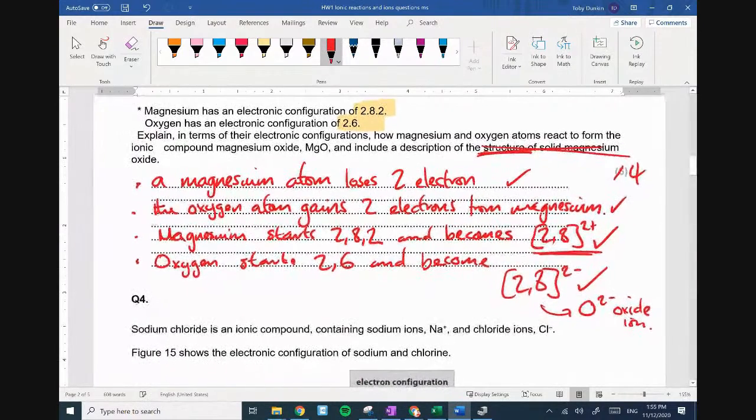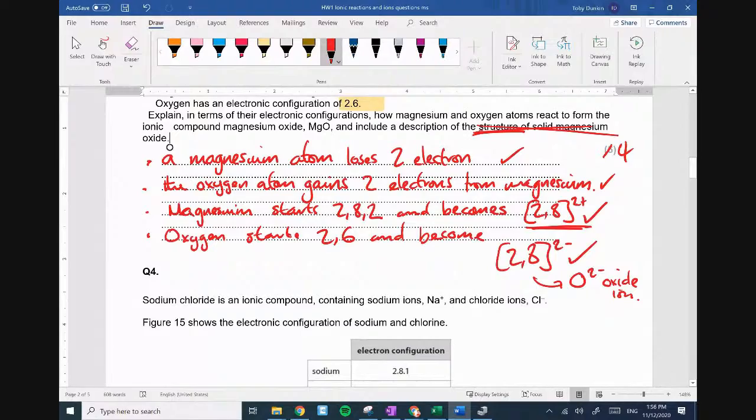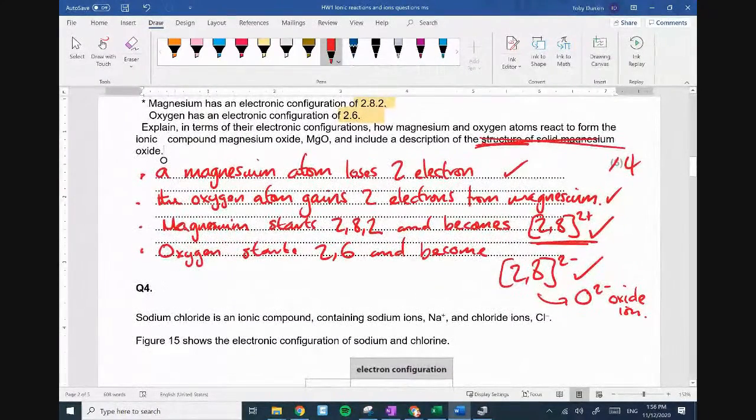Because the next 2 marks are now for the description of the structure, to say it's a giant ionic lattice held together by the strong electrostatic attraction. 2 marks for that one. So at that point, those are your marks.